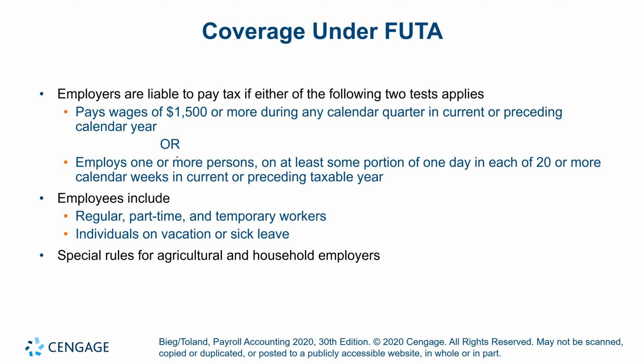And then for the household employer, a household employer who during the present or previous year paid $1,000 or more during any quarter for household services in a private home, college club, or local fraternity or sorority club.